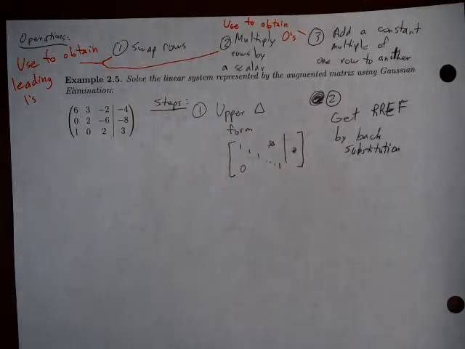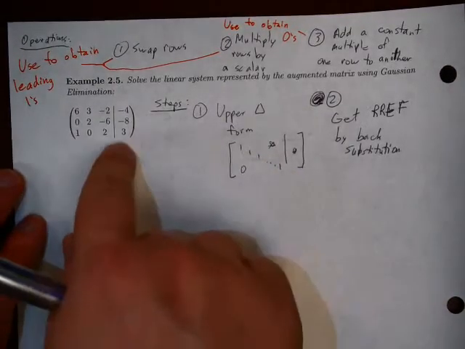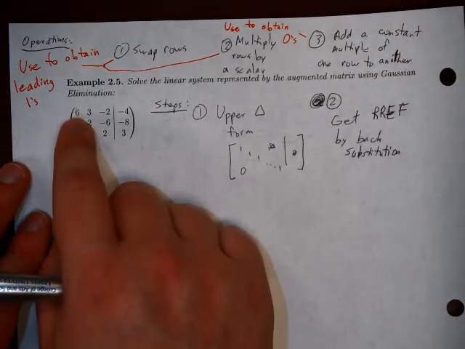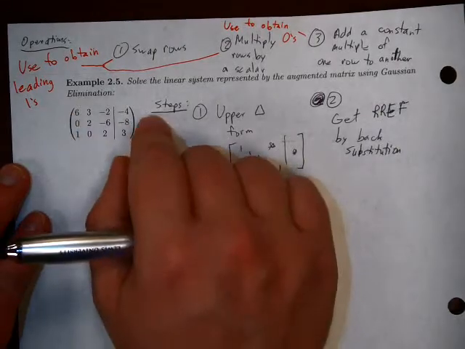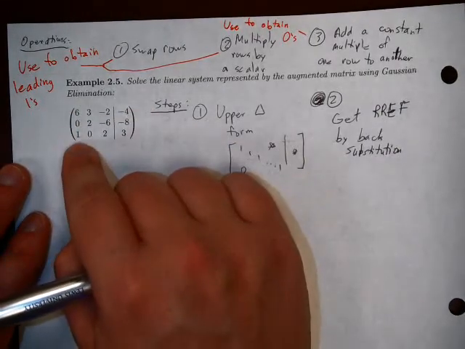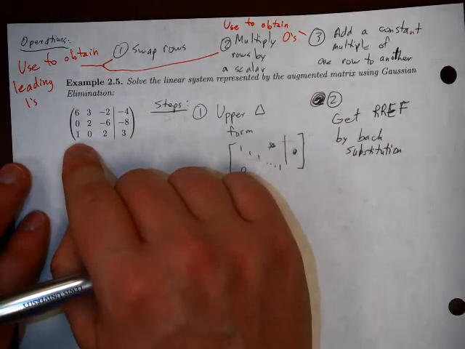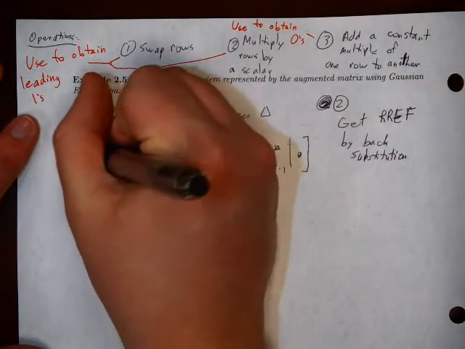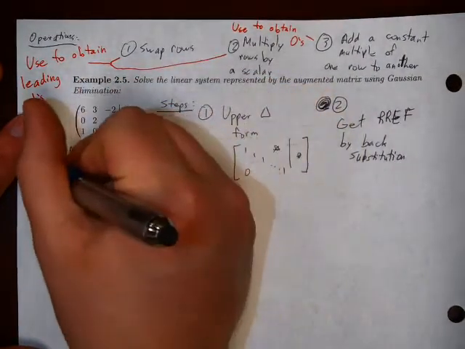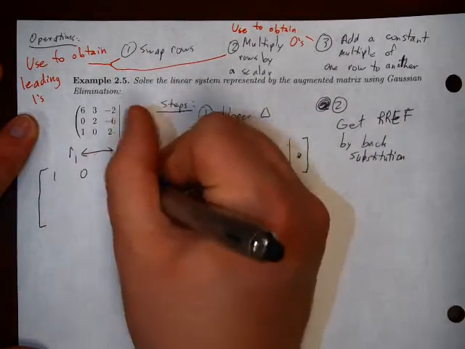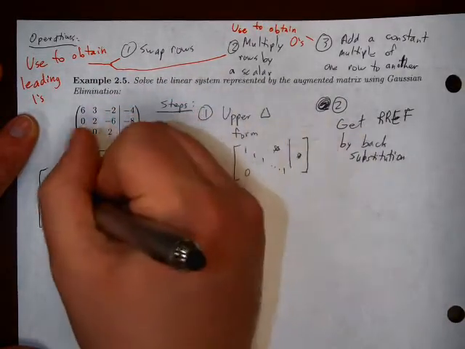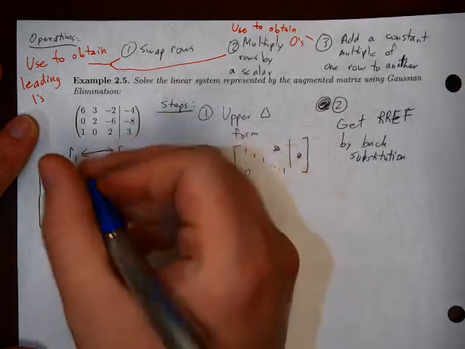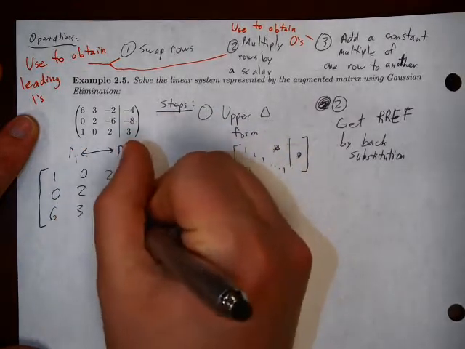So let's go ahead and start off with this matrix. We want to get a 1 in this top left corner. One thing we could do is take this row and divide by 6. Another thing we can do, though, since the third row has a 1 in the first column, is take these rows and switch them. So that's what we'll do. We'll take row 1 and swap it with row 3. So you get 1, 0, 2, 3, 0, 2, negative 6, negative 8, and 6, 3, negative 2, negative 4.